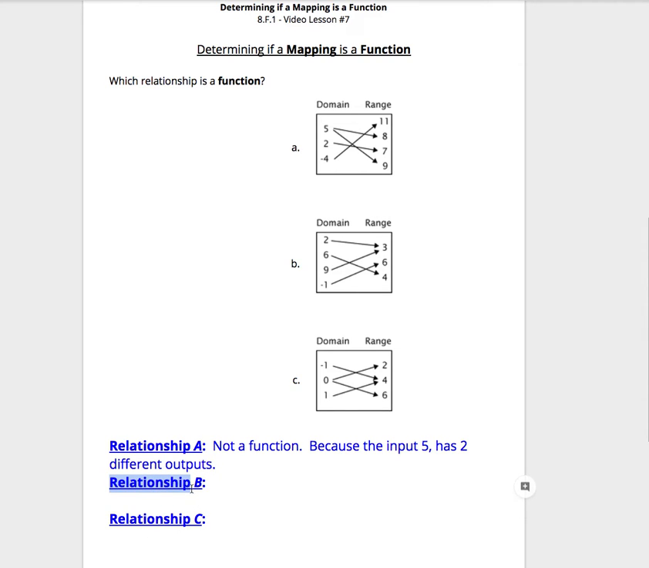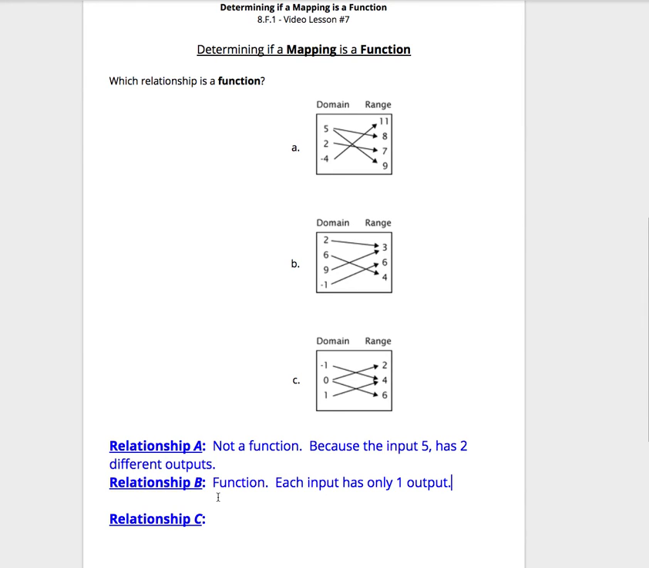If we look at relationship B, we see every input, 2, 6, 9, and -1, has exactly one output. So it is a function. Each input has only one output. Now, we'll notice the 9 and the 2, both connected to the 3, had the same value for an output, but it's still a function because each of those inputs took only one output.